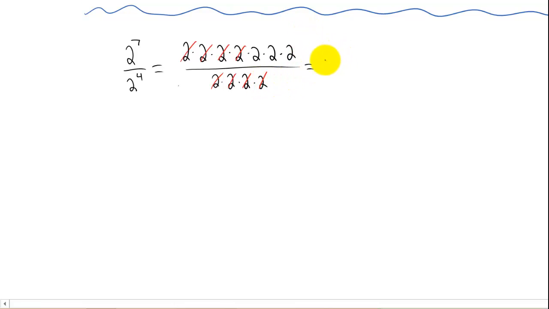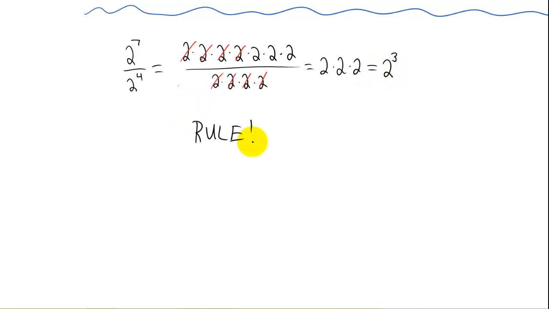What do we have left? We have 2 times 2 times 2 in the numerator, and of course a 1 in the denominator, which we don't normally write. What is that? That's just 2 to the third power, because there are 3 of them. So do you notice a relationship between the powers on 2 that we started with and the power on 2 that we were left with? I think some people would notice that 7 minus 4 equals 3. And that is going to give you a rule. It works out like this every single time.